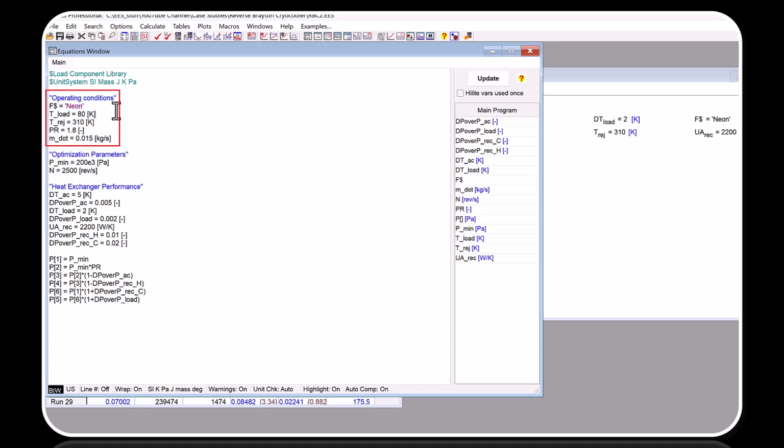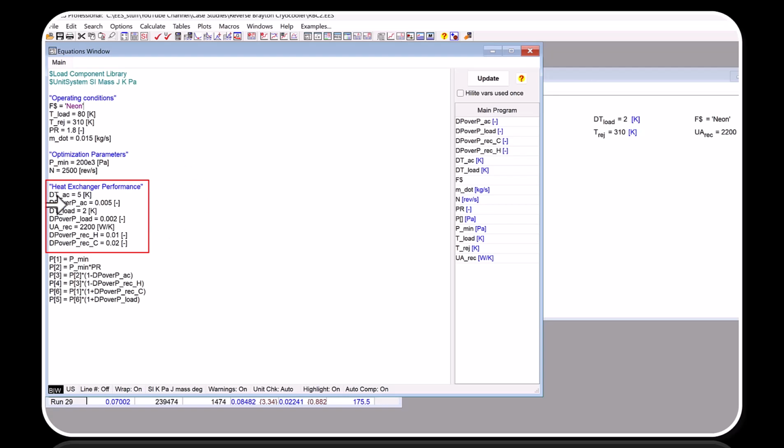The fluid we're going to use is neon, the two temperatures that we're operating between, the pressure ratio and the mass flow rate. And then I have set initially the optimization parameters. These are the parameters we're going to eventually vary to maximize the performance. So that's the minimum pressure, I guess the compressor suction pressure, and then the speed of the shaft. And then the next set of values here are the performance parameters.